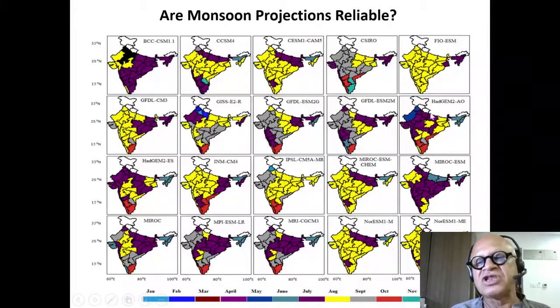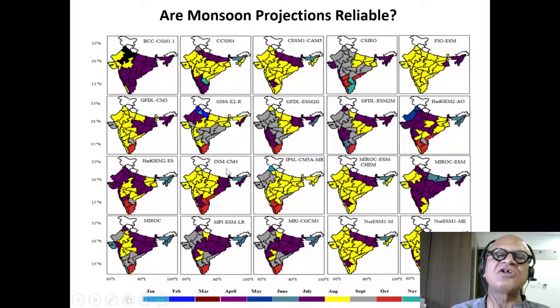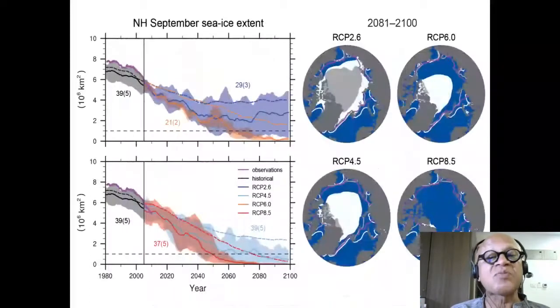August rainfall is increasing in most models. Is this reliable? There are some other ways to diagnose this in terms of the dynamics, and it is argued in a couple of papers that the monsoon projections in the models are not reliable. They are not dynamically consistent. Okay, this is a problem of rainfall, especially when you go to regional scales.